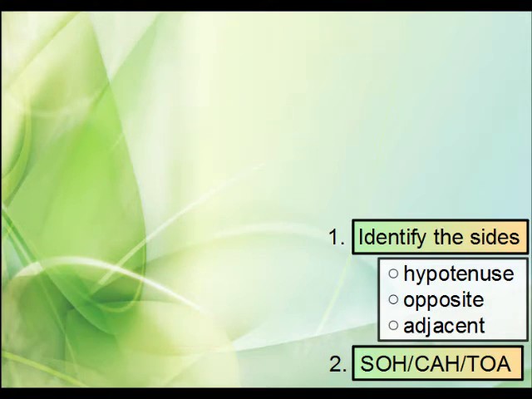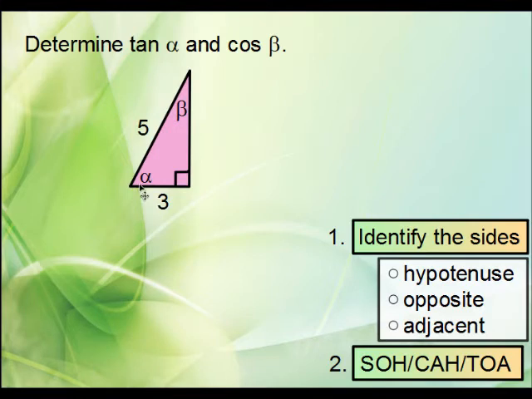Let's try another. Let's determine the tangent of this angle, that's the Greek letter alpha, and the cosine of this angle, that's the Greek letter beta. So the cosine of beta, the tangent of alpha. Just as before, let's identify our sides. Let's get the tangent of alpha first, so that way we know which angle we mean. With respect to angle alpha, this side is opposite. The 5 is the hypotenuse, and the adjacent side, therefore, has got to be 3.